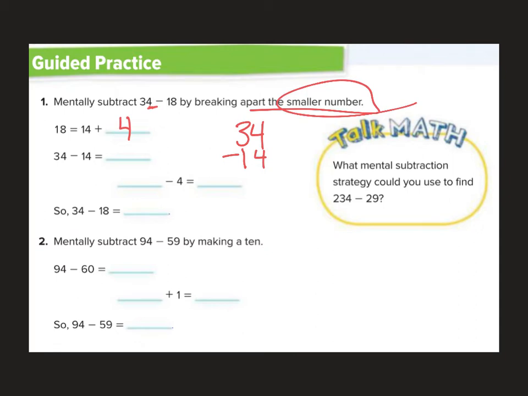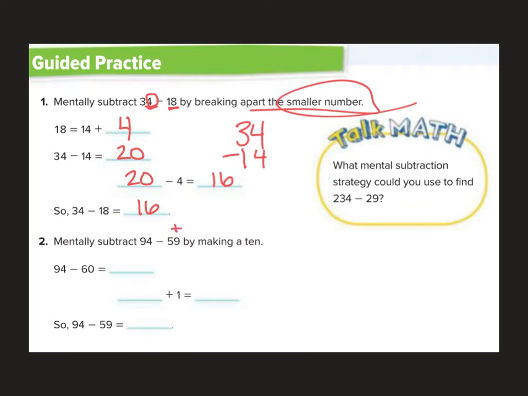So 34 minus 14: 4 minus 4 is 0, 3 minus 1 is 2, 20. 20 minus 4 is 16. So 34 minus 18 is 16. Notice how it's matching. I saw the 4 here, so I want to make my smaller number also end in a 4.